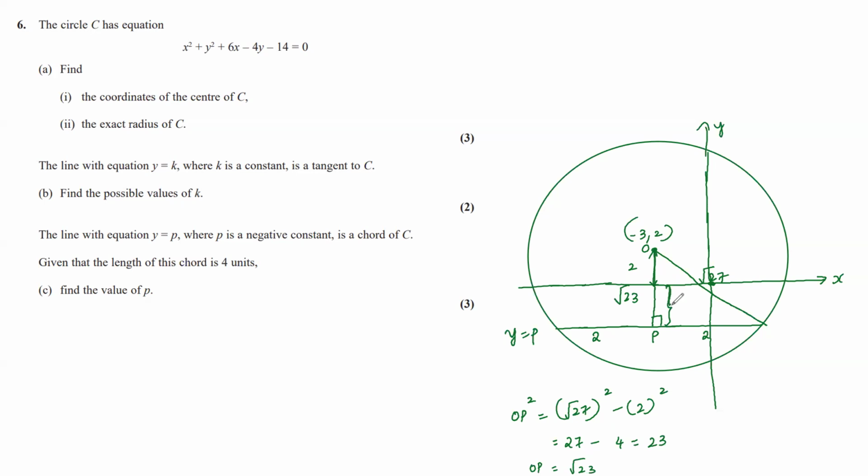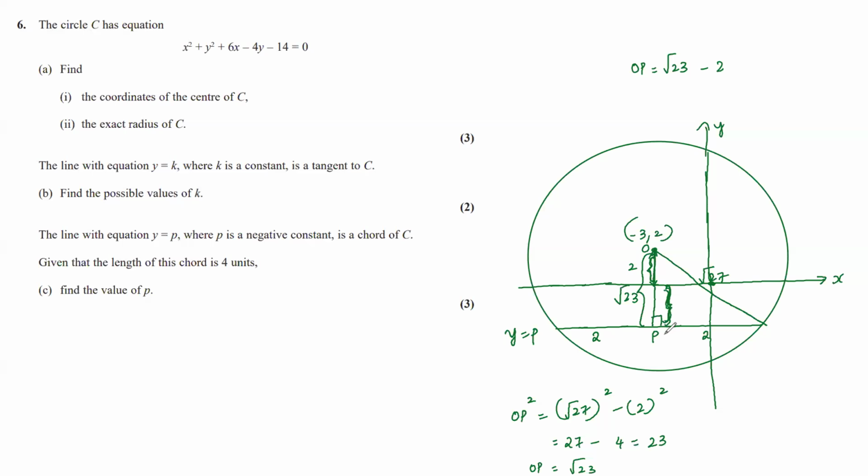If we get this distance, that is y is equal to p. So to get this distance here, we know OP is root 23. And now from this root 23, I need to subtract this 2, because minus 3 comma 2 means it is 2 units above the origin. So from this root 23, I need to subtract this portion, which is 2, which will give me this distance here, that is root 23 minus 2.